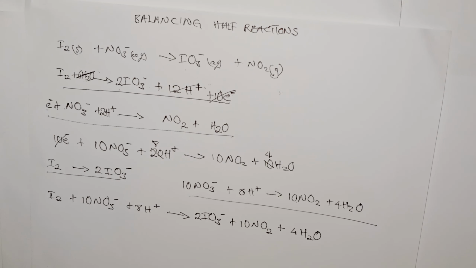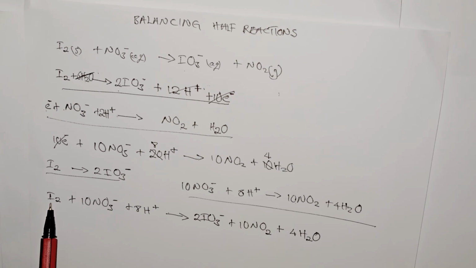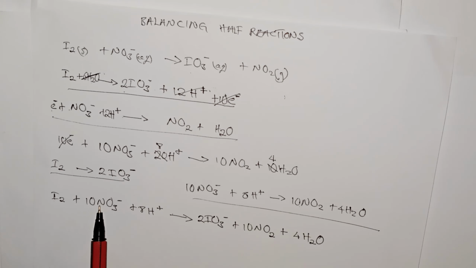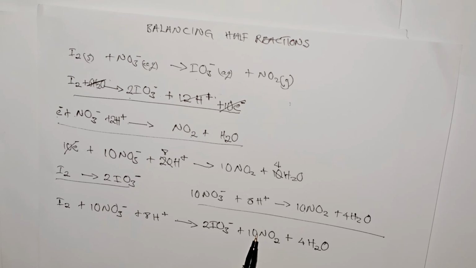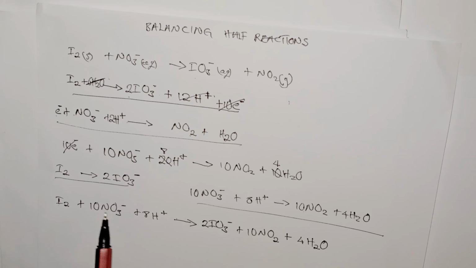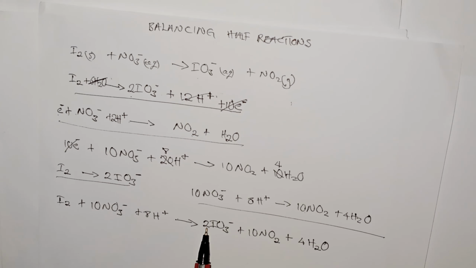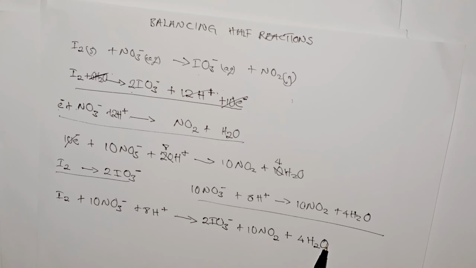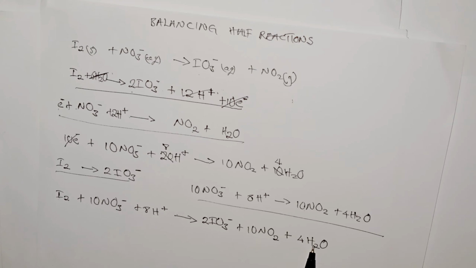So when we see this one, what you're going to discover is that we have actually balanced this one under acidic condition. For us to prove this, we have to consider the number of atoms. Look at this one. Nitrogen, 10, they have balanced. Oxygen, here we have 10 times 3, that is 30. Here we have 2 times this one, that is 6. 6 plus 20, 26. Plus 4, 30. Hydrogen, here we have 8. Here we have 8, right?